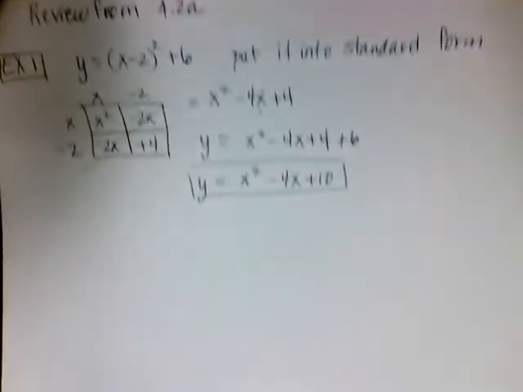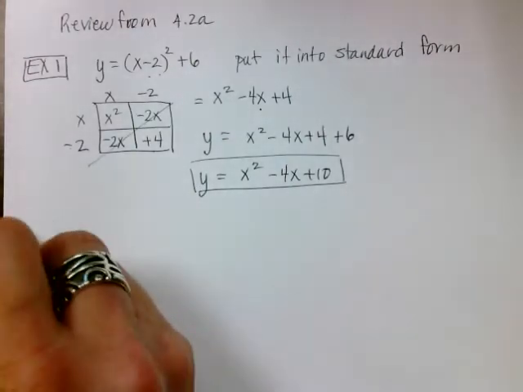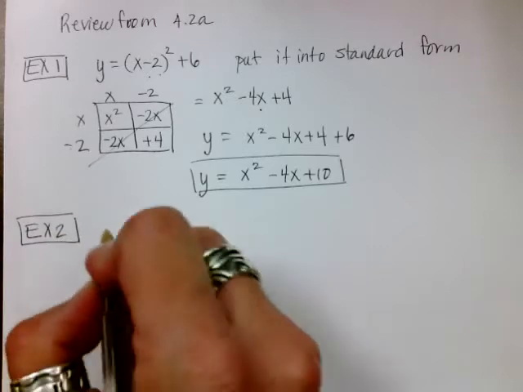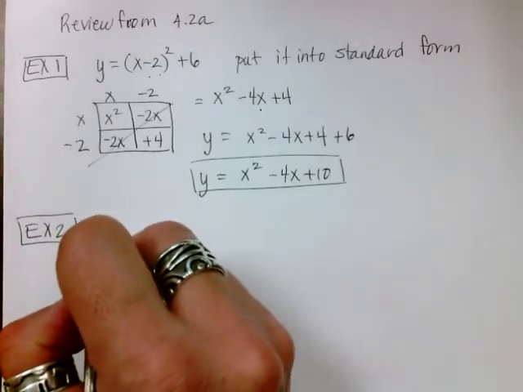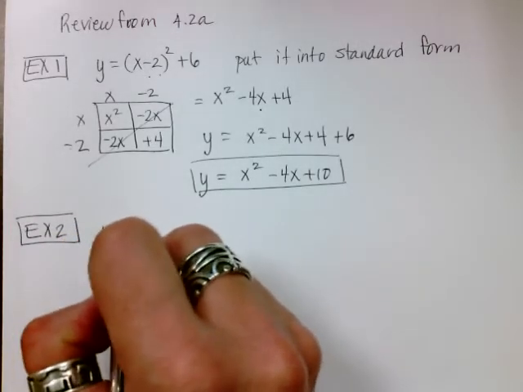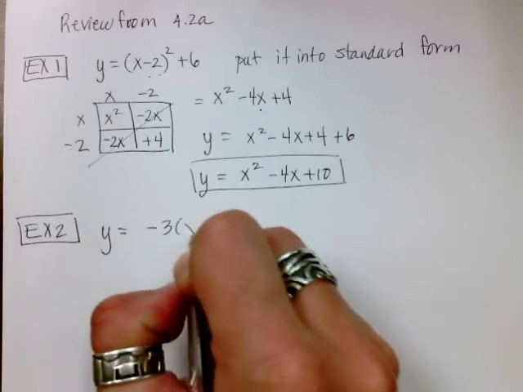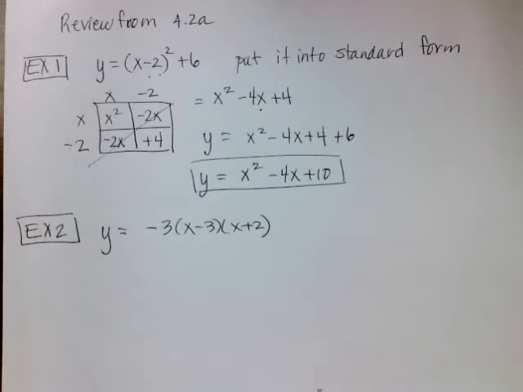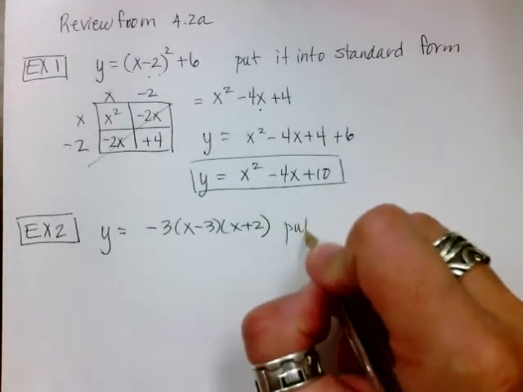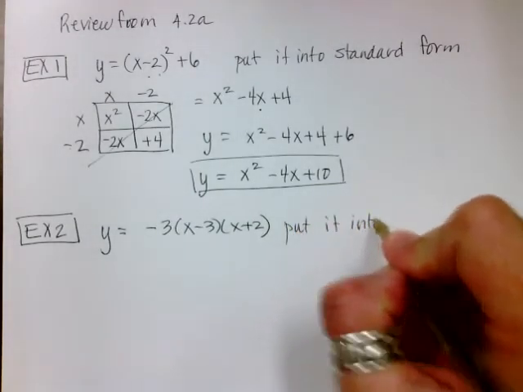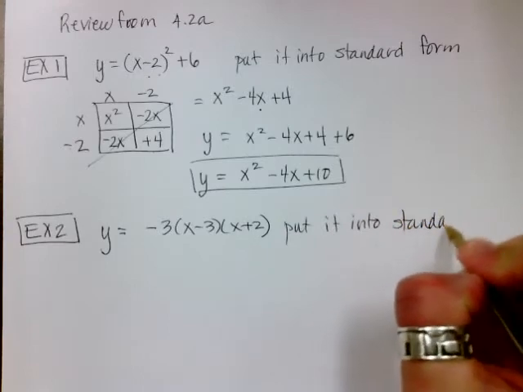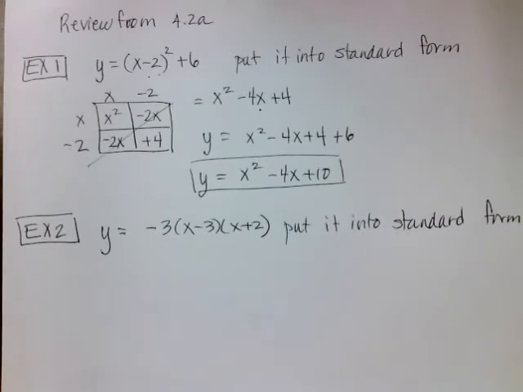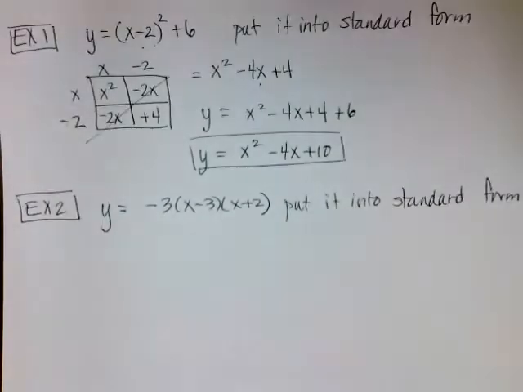So now I'm going to do another example just to make sure we have this, because it's a really important concept. So again, I'm going to be given an equation, y is equal to negative 3 times (x minus 3) and (x plus 2). And again, I want to put it into standard form. Right, so I'm going to put this quadratic into standard form as well.